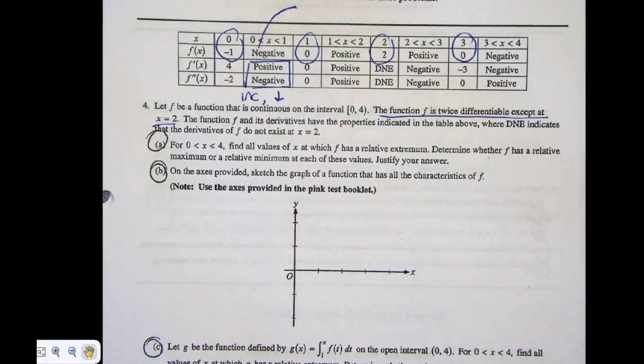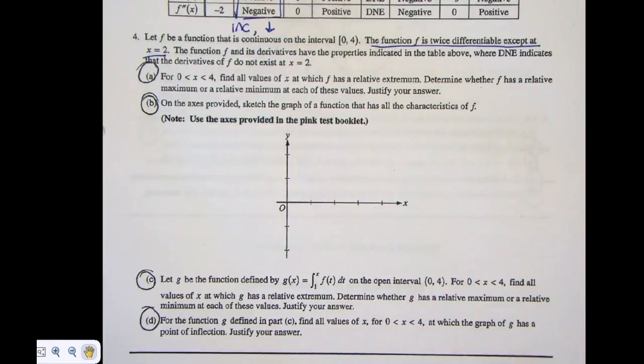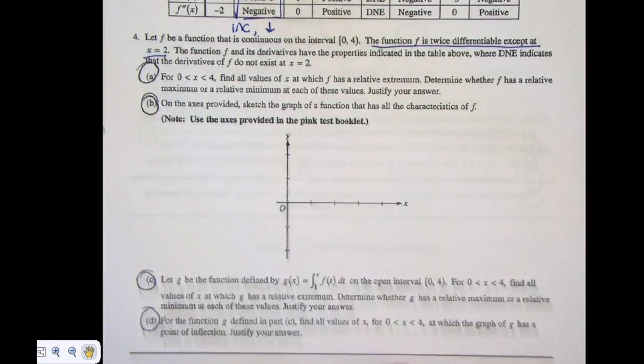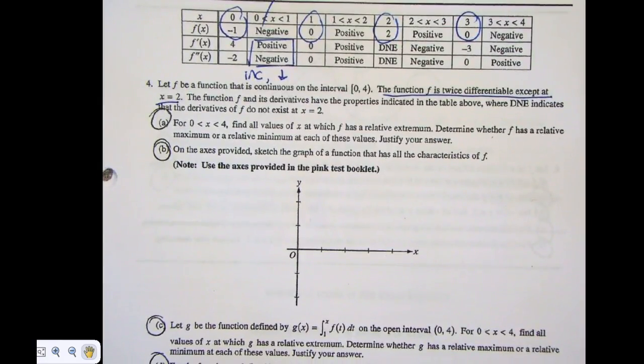Alright, I'm gonna go because there's just not a ton of time left. So I'm gonna put those points on the graph first. I've got a point at (0, -1), a point at (1, 0), (2, 2), and (3, 0). And then, like I said, the first derivative positive means increasing, second derivative negative means concave down. So I want to be increasing and concave down to connect those two dots.